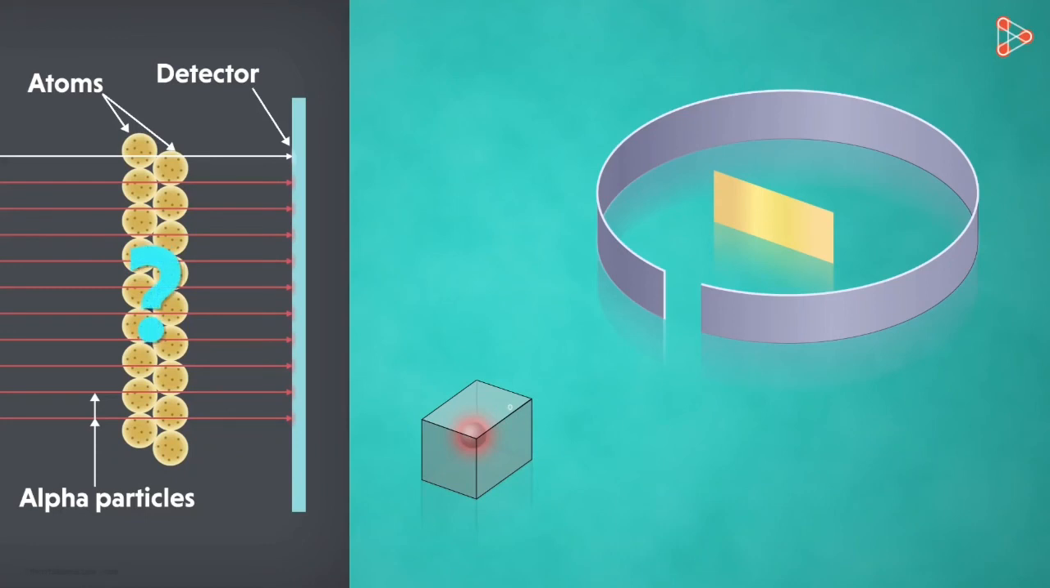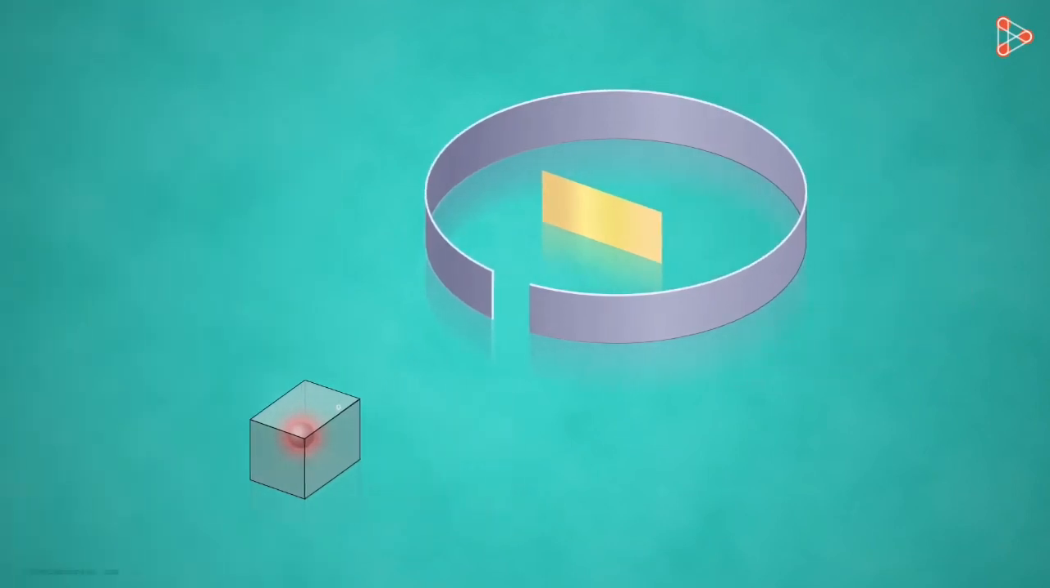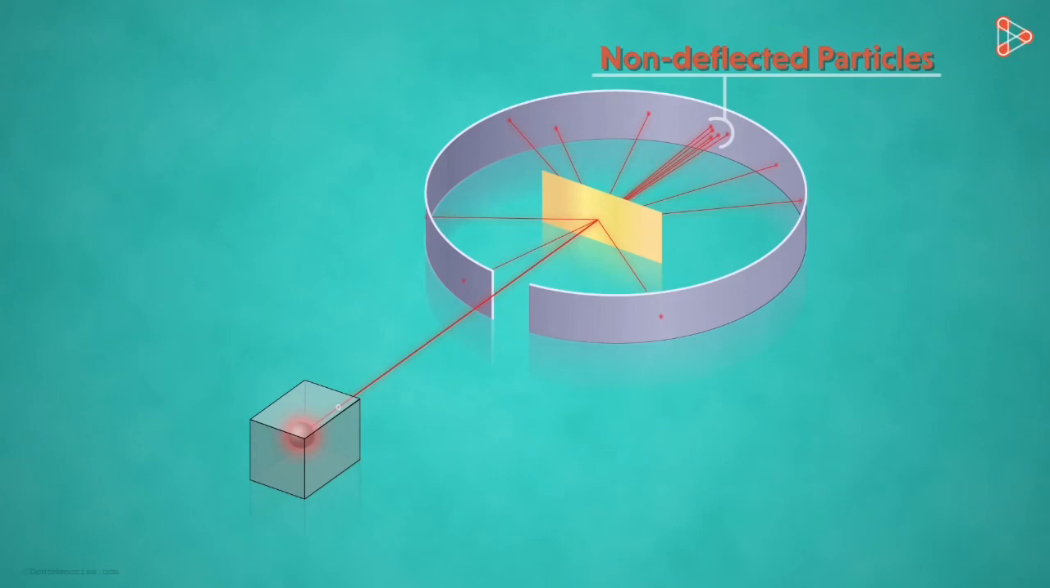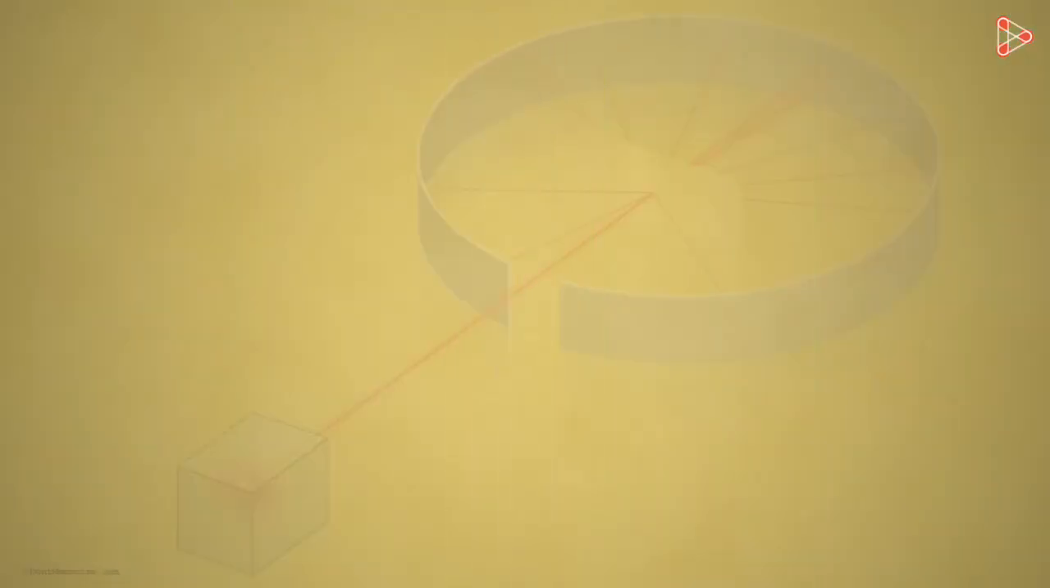But is this what he observed? Not really. He was astonished to get unexpected results. What results did he get? He found that most of the fast-moving alpha particles passed straight through the foil and hit the detector. However, some particles got deflected by small angles. And lastly, to his astonishment, a few alpha particles also rebounded. Now, how can this be possible?